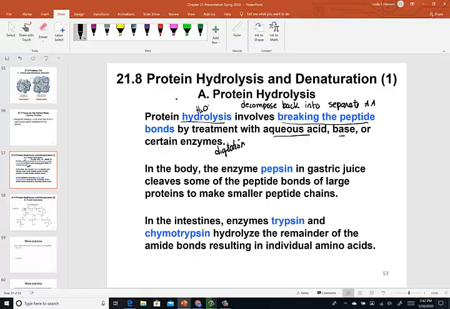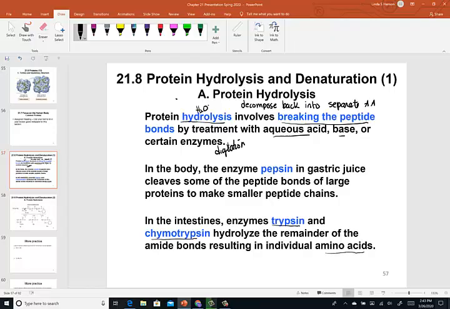So in our body, for example, there's an enzyme called pepsin. It's found in the gastric juice of our stomach. Pepsin is responsible for breaking down peptide bonds of large proteins that we ingested through our diet, and it begins to break them into smaller peptide chains. Once that has passed out of the stomach and enters into the intestines, there lies trypsin and chymotrypsin in our intestines that begin to hydrolyze the remainder of the amide bonds, resulting in individual amino acids.